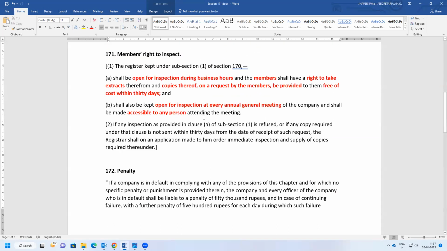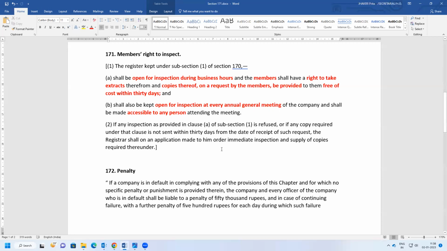Subsection 2. If any inspection as provided in clause A of subsection 1 is refused, or if any copy required under that clause is not sent within 30 days from the date of receipt of such request, the registrar shall, on an application made to him, order immediate inspection and supply of copies required thereunder.